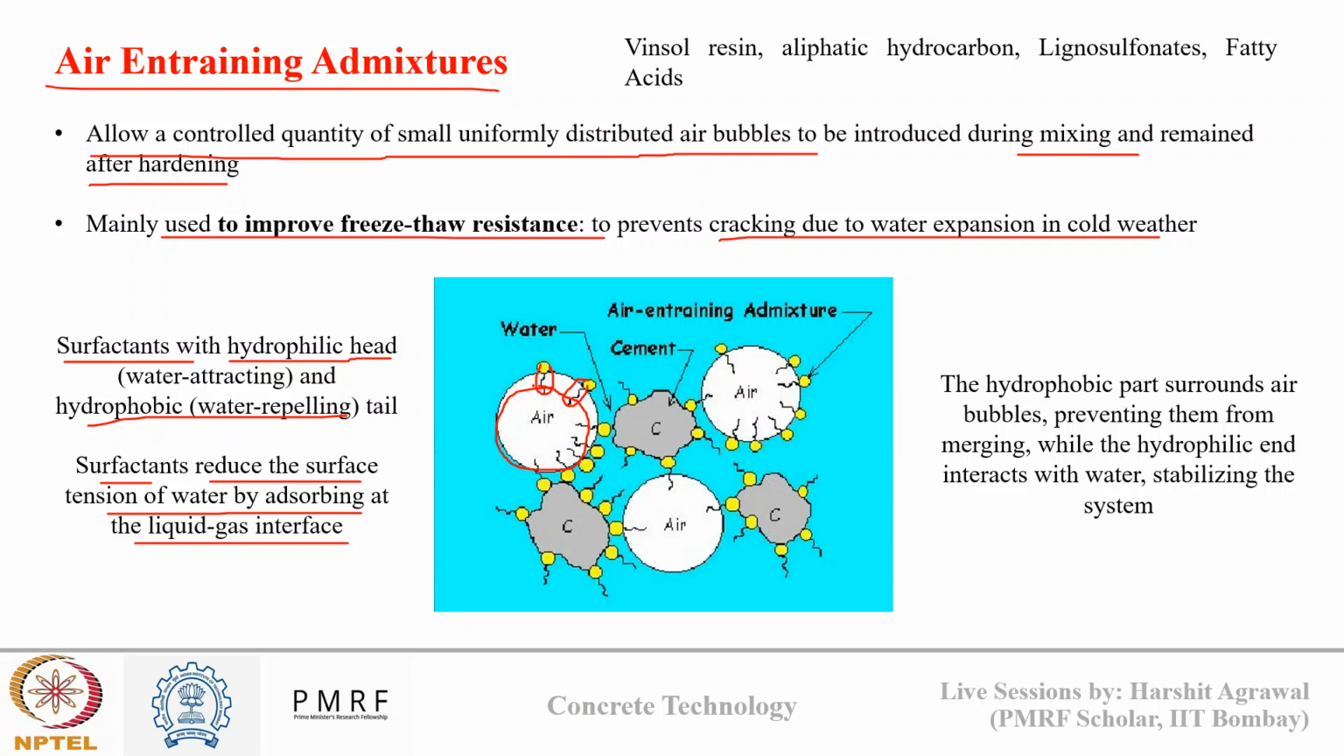Initially, I have an air void in my cement matrix. They surround the air void and prevent it from merging or breaking. In this way, they stabilize these air voids inside the concrete system. So these air voids are not broken, but are separate units present inside the concrete system. When there is some water freezing or expansion, these air voids can account for that freezing and expansion. There will be more space inside the concrete to take into account that extra volume that is forming.